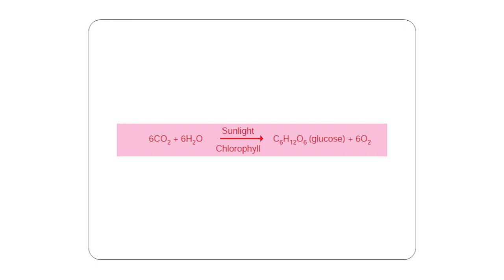6CO2 plus 6H2O in presence of sunlight and chlorophyll gives C6H12O6, that is glucose, plus 6 oxygen. This glucose on further synthesis is made into starch and carbohydrate. Otherwise we say carbohydrates and starch. And oxygen is evolved as a byproduct. This is the chemical equation for photosynthesis.